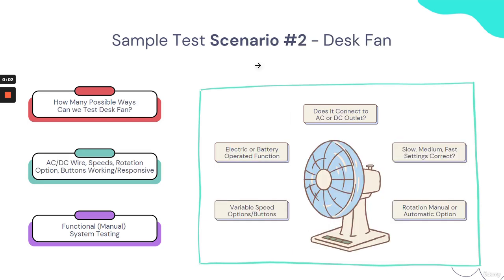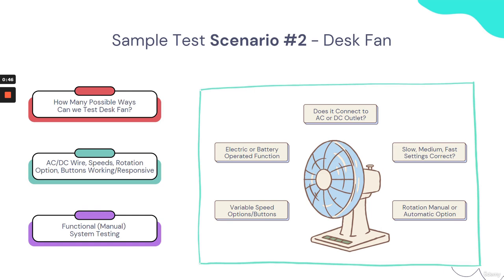Let's look at another sample test scenario for a software testing approach. This time, we're testing a desk fan. So the first question that comes to mind is, how many possible ways are there to test a desk fan? Some things such as AC, DC, wiring, the speeds and availability or options for the buttons on the fan, the rotation option to ensure the buttons are working correctly, and that the fan is responsive to the input or buttons that you click on the fan itself.